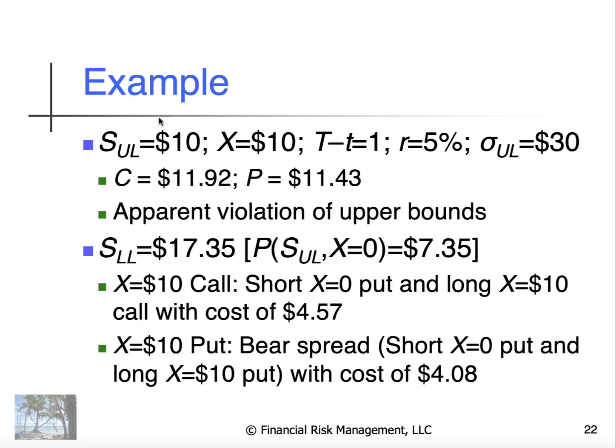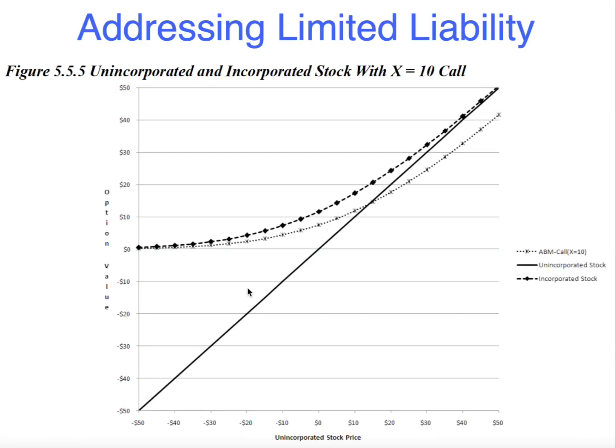Again, the call price is above the unlimited liability value because I'm willing to pay more for a company that has limited liability. And so the value of a limited liability company with a zero strike put that we looked at previously is $17.35. And so you can basically look at a variety of different ways of viewing this.